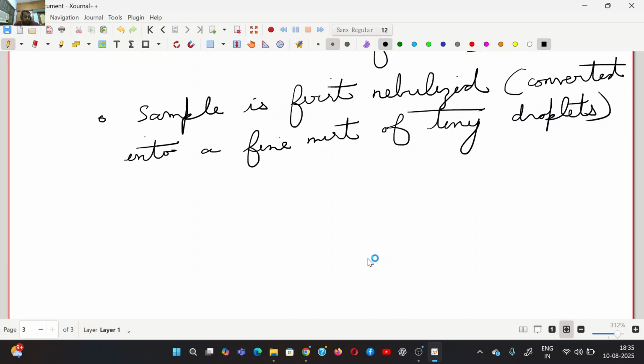And the free atoms that are now released are in the gaseous phase. They interact with the incoming light, and obviously some of that light will be absorbed. From there, we can make out how much of that particular trace metal is there. So I'll write it in terms of words.